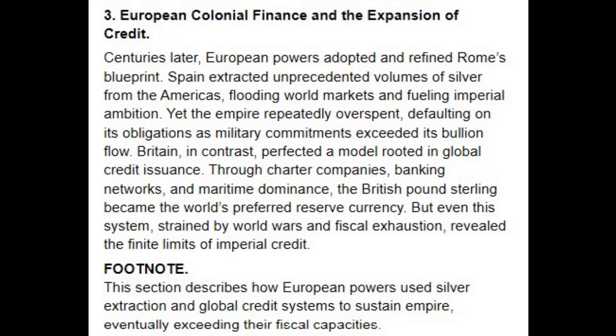Britain, in contrast, perfected a model rooted in global credit issuance. Through charter companies, banking networks, and maritime dominance, the British pound sterling became the world's preferred reserve currency. But even this system, strained by world wars and fiscal exhaustion, revealed the finite limits of imperial credit. Footnote: this section describes how European powers used silver extraction and global credit systems to sustain empire, eventually exceeding their fiscal capacities.